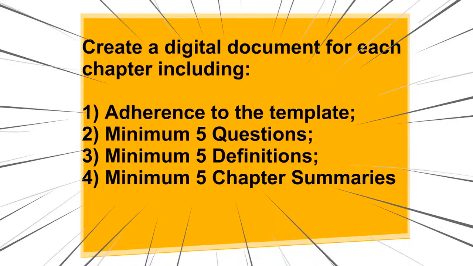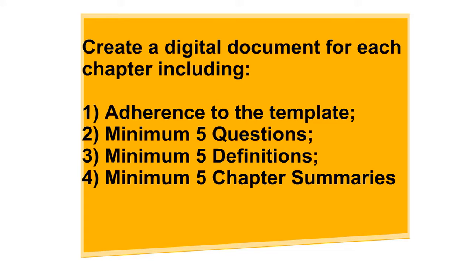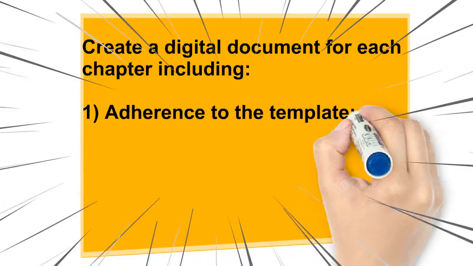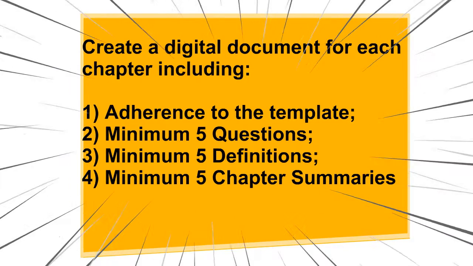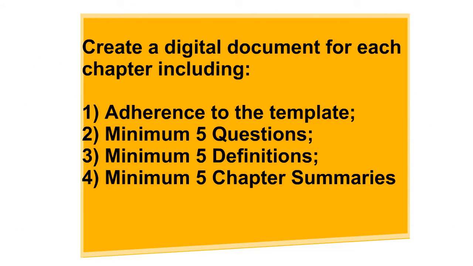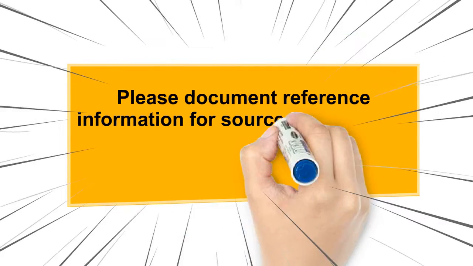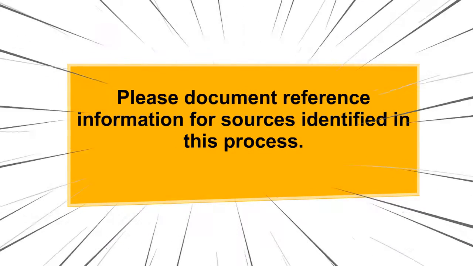Upon completion of skimming of all course materials, please complete your initial study plan by creating a digital document for each chapter, including adherence to the template, minimum 5 questions, minimum 5 definitions, minimum 5 chapter summaries. This can include things learned during skimming or targeted performance objectives for each chapter. As well, please document reference information for sources identified in this process.